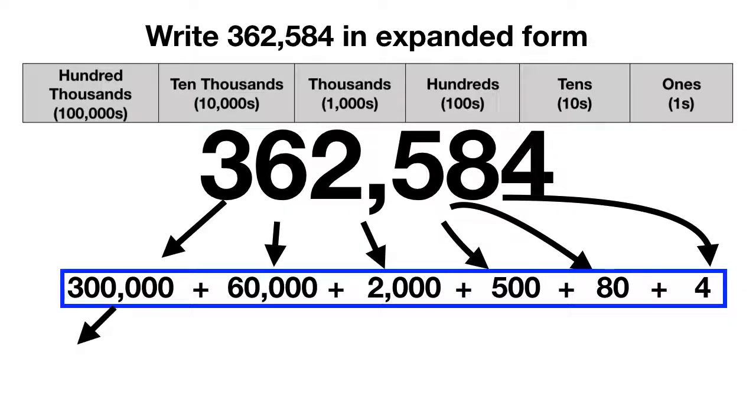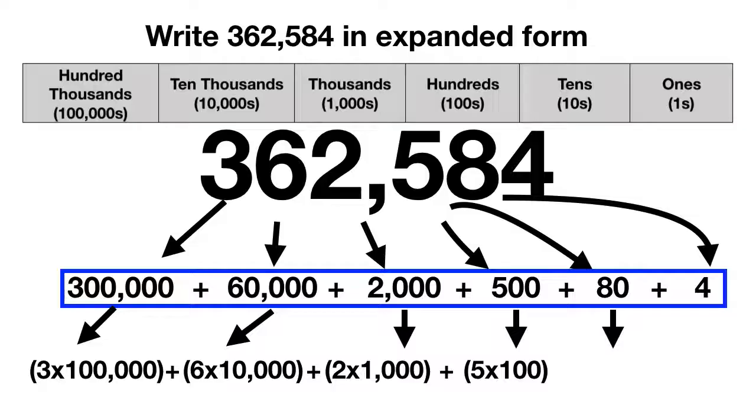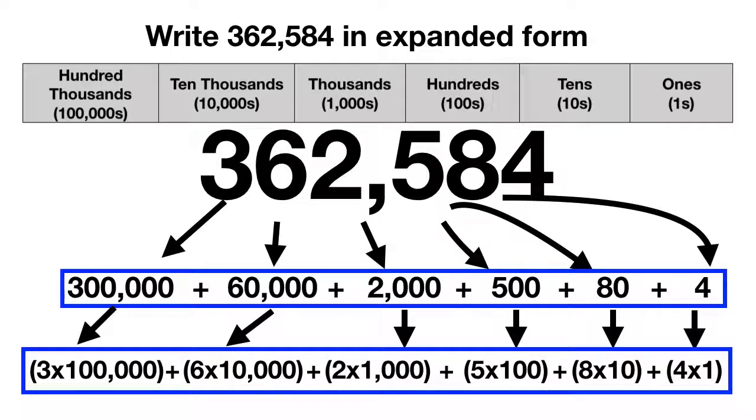We can take 300,000 and write it as 3 groups of 100,000. How could we write 60,000? We could write it as 6 groups of 10,000. How could we write 2,000? We could write it as 2 groups of 1,000. How could we write 500? 500 is equal to 5 groups of hundreds. How could we write 80? 80 can be described as 8 groups of 10. And finally, 4 we could write as 4 groups of 1. So here's the other way to write this number in expanded form.